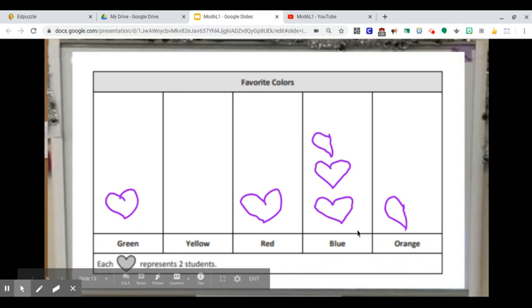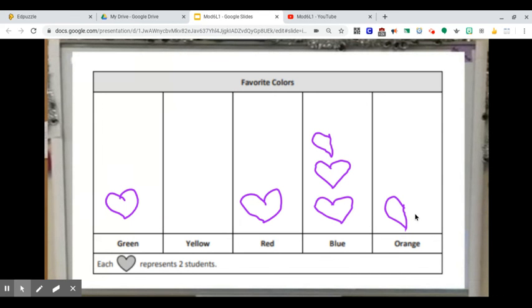Now the trickiest one is blue, because blue is an odd number, and we know that we cannot divide an odd number into 2 equal groups. So instead, I had to show a half of a heart to equal 1 student. So if I count, I have 2, 4, and a half of 2 is 1 more, so that makes 5 hearts.